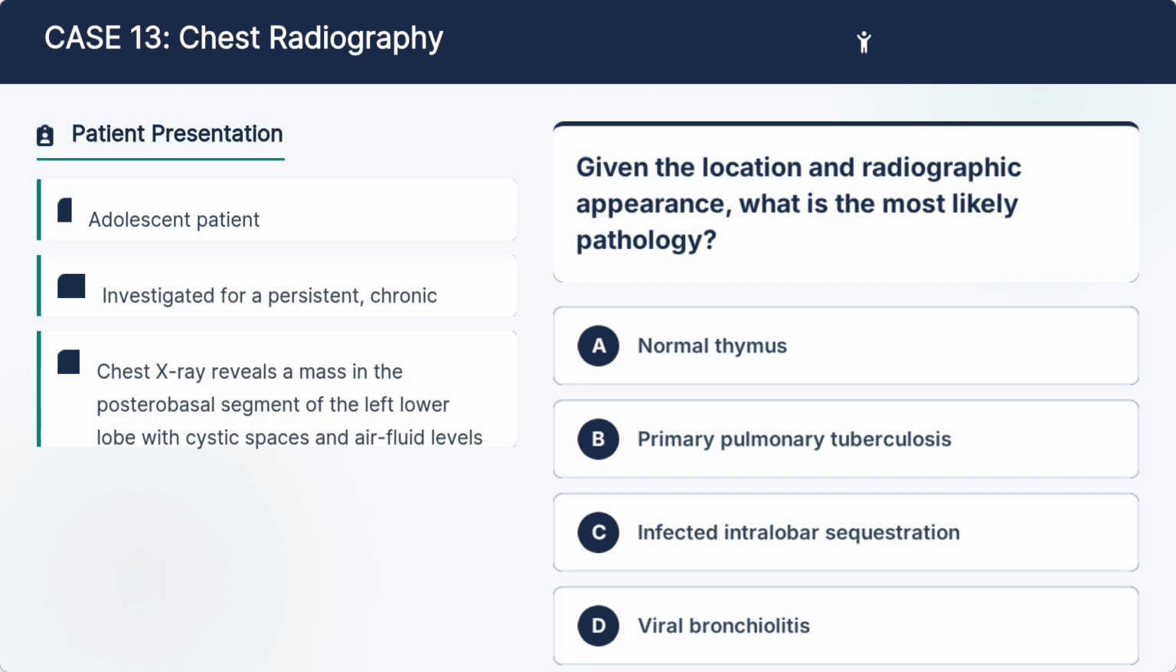Option A. A primary lung abscess from community-acquired pneumonia. Option B. A pulmonary hydatid cyst with rupture into the bronchial tree. Option C. An infected intralobar sequestration in its classic location with characteristic post-infection cystic change. Option D. A cavitating tuberculosis lesion in the lower lobe. Focus on both the anatomical location and the radiological evolution described in the case.